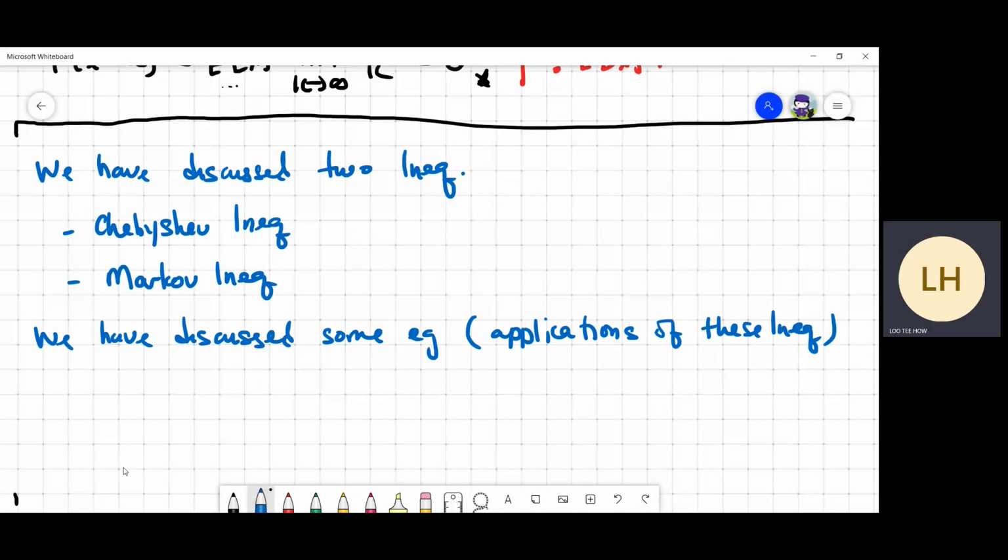So next we move to another example. Okay, no, sorry, another inequality.